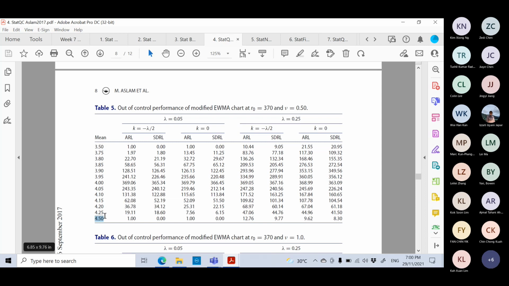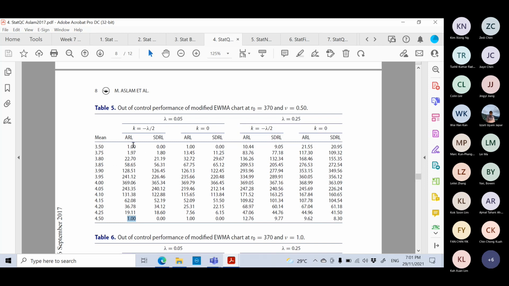The mean here is 4.5. Maybe they will call it a mean shift. I'm not sure whether it's a shift or what, but you can see here the ARL is equal to 1. The value of 1 means that if the process is out of control, you need only one sample. The first sample you take, you can detect the out of control. So this is what they expect, the value of 1 here.